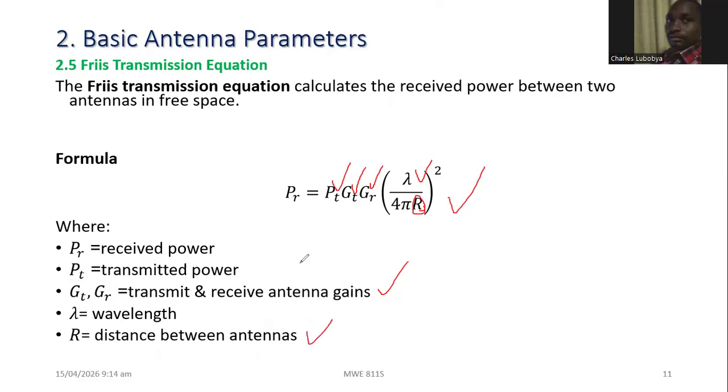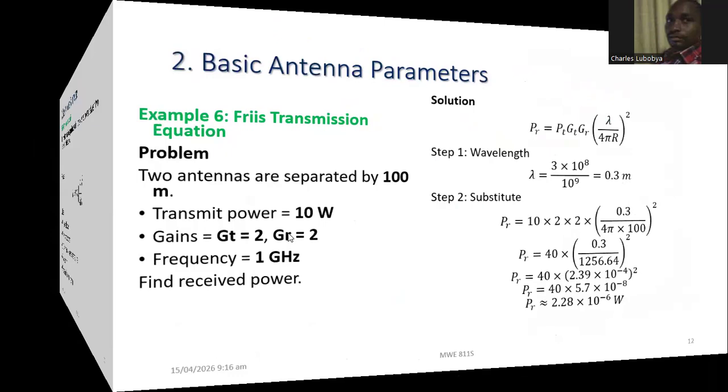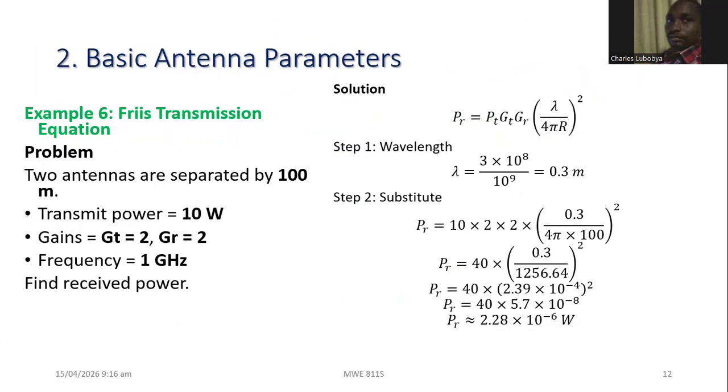So when you substitute there, you can actually calculate the received power from this Friis transmission equation. Let's do an example here just to illustrate the point. Suppose you are given two antennas that are separated by 100 meters. So your R there is 100 meters.